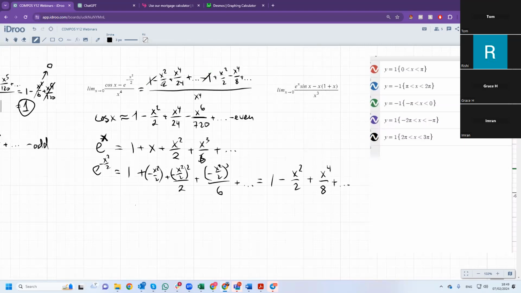You can see 1 cancels, x squared cancels, and this doesn't cancel. So it's going to be x to the power 4 over 24 minus x to the power 4 over 8, which is 1 over 24 minus 3 over 24. That's 1 over... that doesn't make sense. That's minus 2 on 24, 1 over 12. So it's minus x to the power 4 on 12 over x to the power 4, which is minus 1/12.